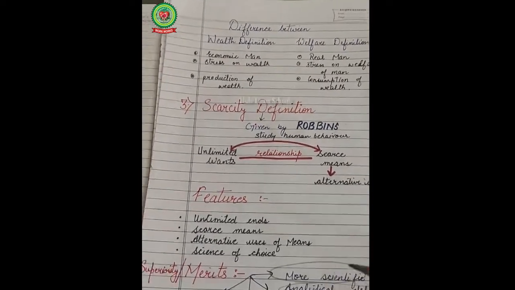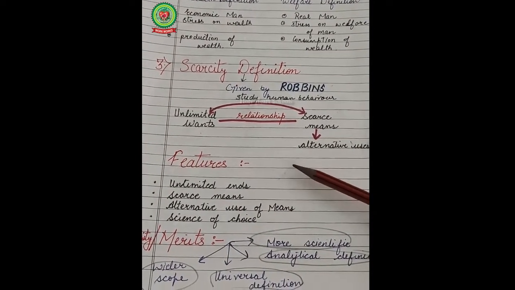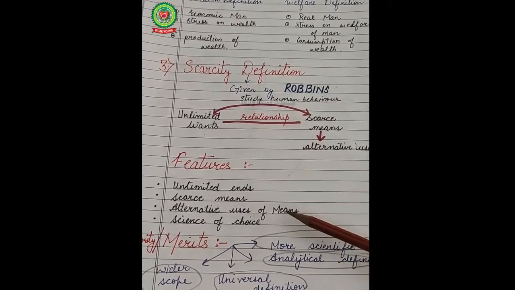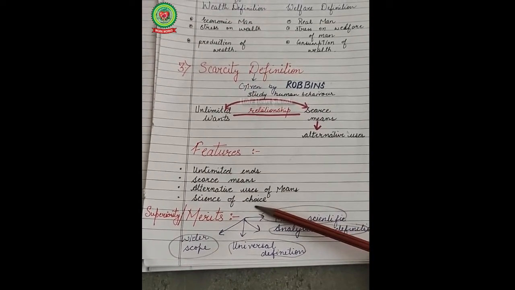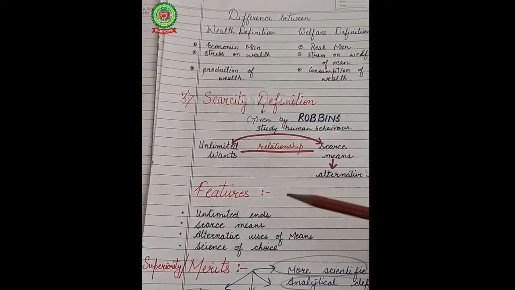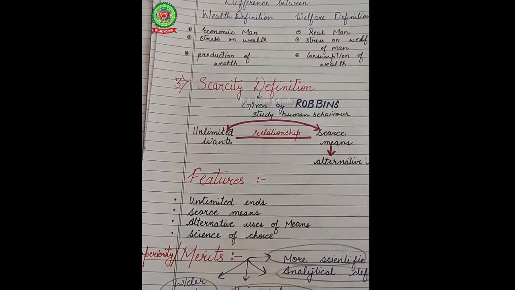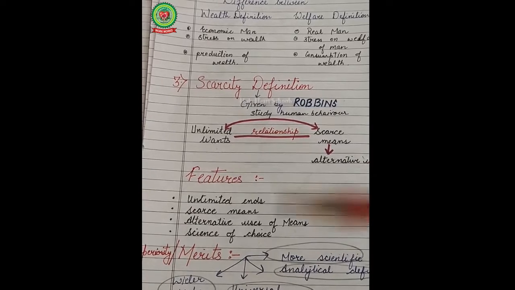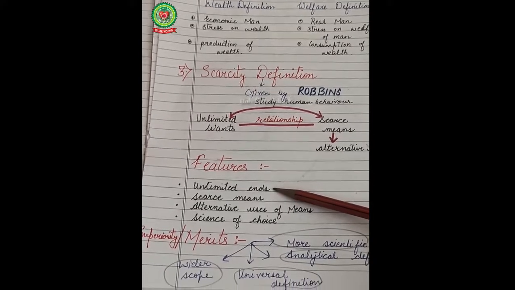Clear? So first of all, we will discuss some features of the scarcity definition, that are unlimited ends, scarce means, alternative uses of means, and the science of choice. First of all, unlimited ends. Unlimited ends means wants are unlimited. If we want food today, we will get that. After that, we want some other thing. After that, some other. So that means wants are never satisfied.